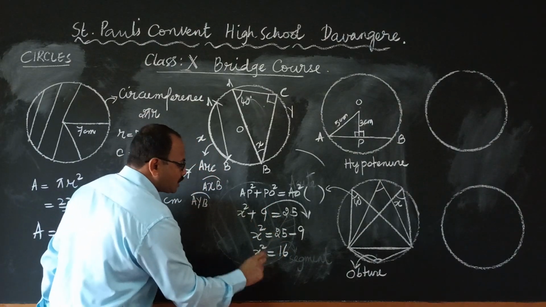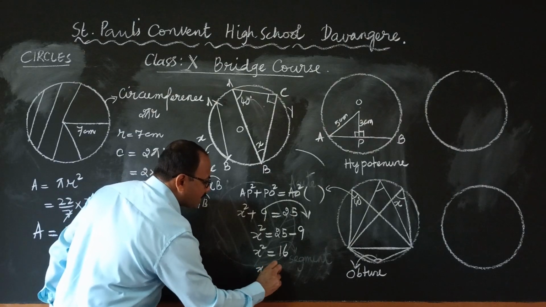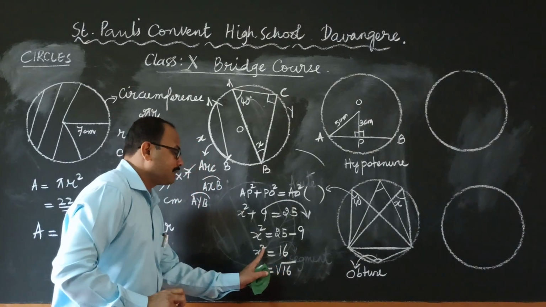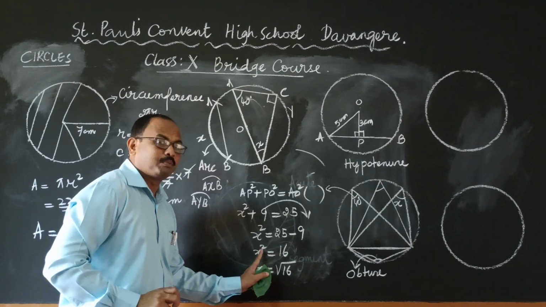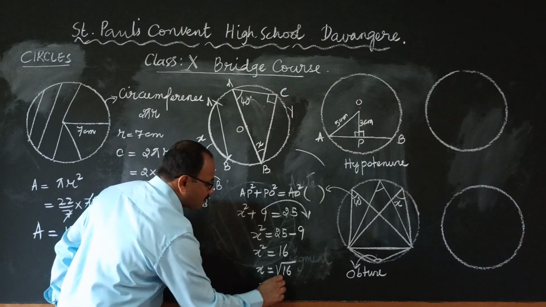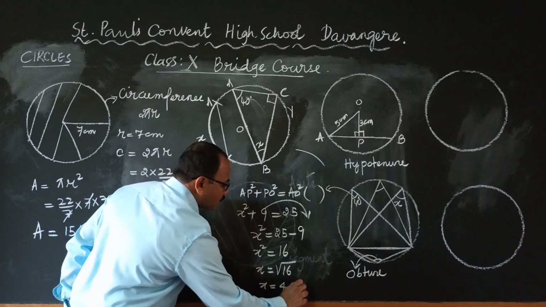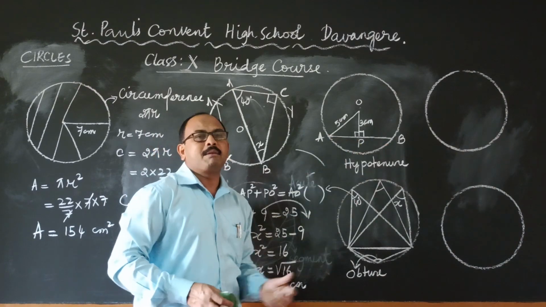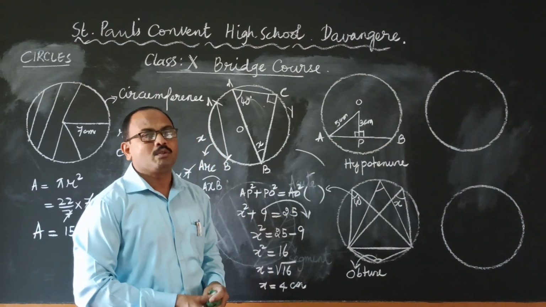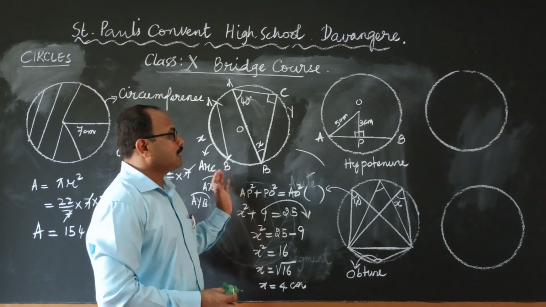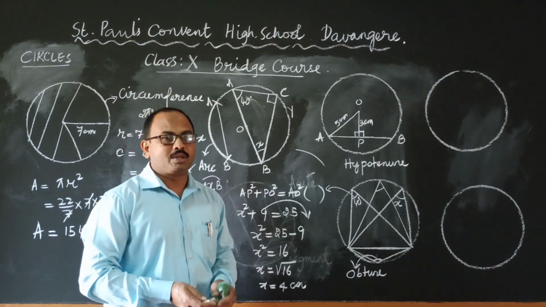Therefore, let me take out the square, so it becomes square root. For square, we take square root; for cube, cube root. Okay? Therefore, x will be equal to 4 centimeter. If AB is 4, then PB will also become 4, children. Okay, this is about a small basic that we need to know.